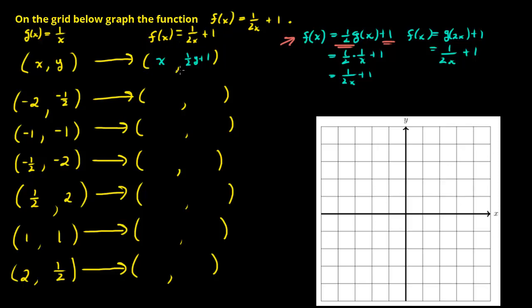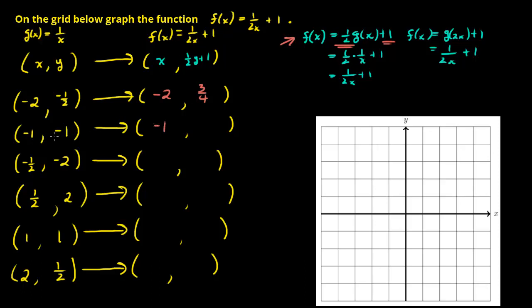So let's go ahead and use this mapping rule to get the key points of f of x from the key points of our parent function, which is 1 over x. So if -2 comma -1/2 is on g of x, well then -2 comma, let's see here, how do I get the y value of f of x from this y value here? Well, I have to multiply the y value of g of x by 1/2 and then add 1. So -1/2 times 1/2 is -1/4. -1/4 plus 1 is 3/4. So -2 comma 3/4 is on the graph of f of x.